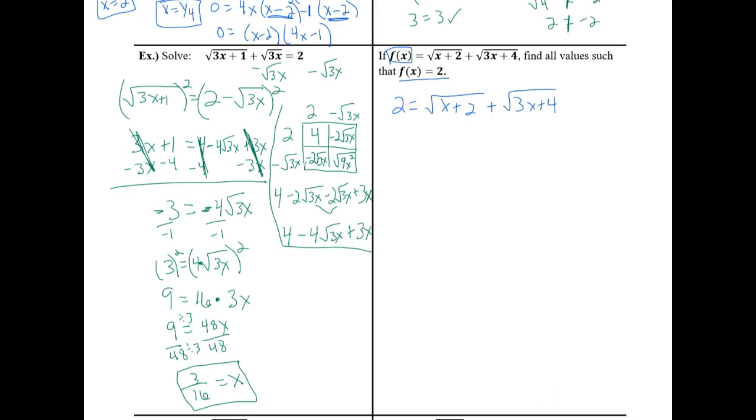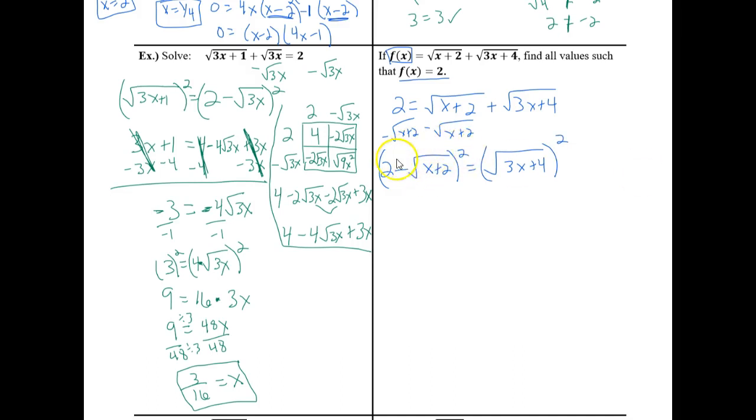I have two radicals here, so I need to isolate one of them. Again, it doesn't matter which one. So I'm going to go ahead and subtract the square root of x plus 2 from both sides. That leaves me with 2 minus the square root of x plus 2 equaling the square root of 3x plus 4. I've isolated one of the radicals. Now I need to square both sides of the equation.